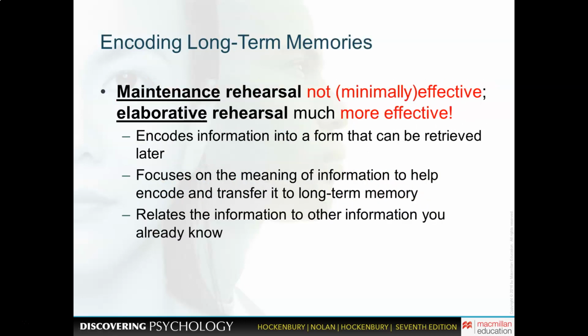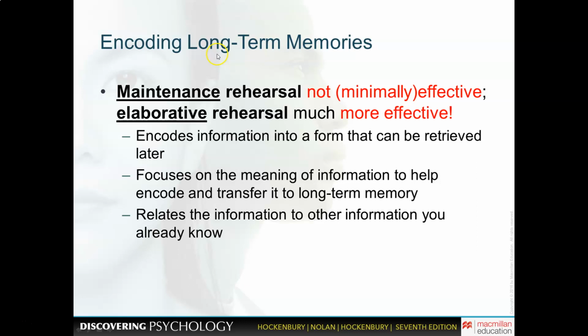So encoding long-term memory is what's very important to you as a student that is attempting to encode and retrieve information from your classes and use these, hopefully for the rest of your life, or at the very least, remember information for exams and things like that.